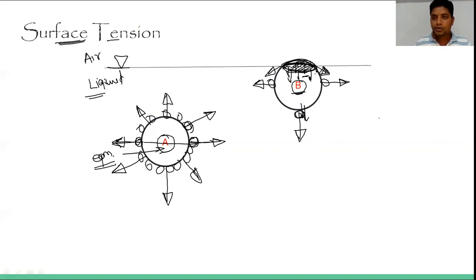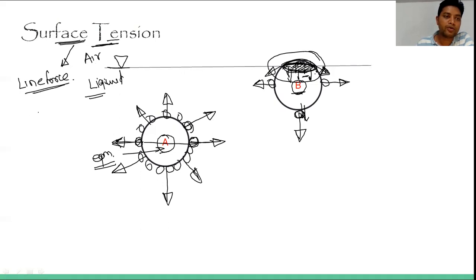This complete phenomenon we call surface tension. Surface tension is also called a line force, represented by sigma, and its value is given as the force per unit length.